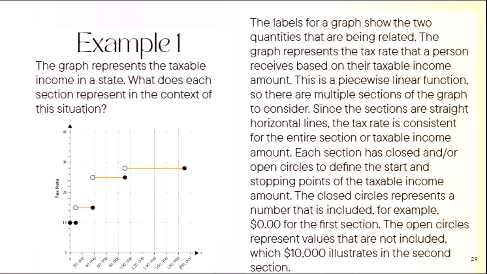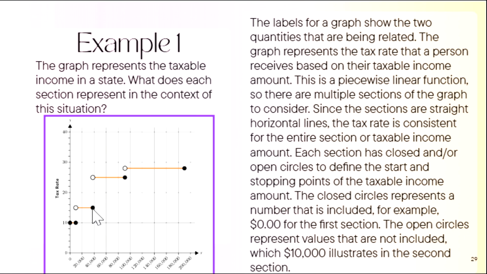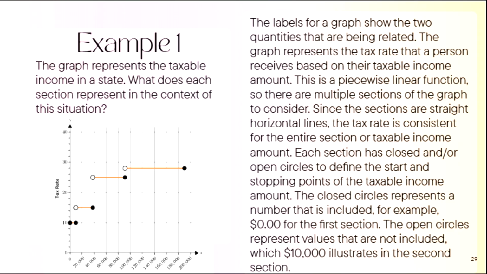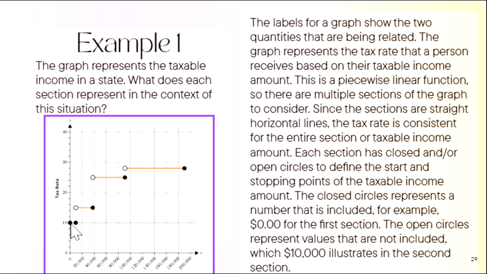Each section has closed and or open circles to define the start and stopping points of the taxable income amount. So if I'm right here and I come up, I'm paying this rate where it's closed, not this rate where it's open. The closed circles represent a number that is included. For example, $0 for the first section is included here. The open circles represent values that are not included, which $10,000 is included there, but it's not included in the second section.